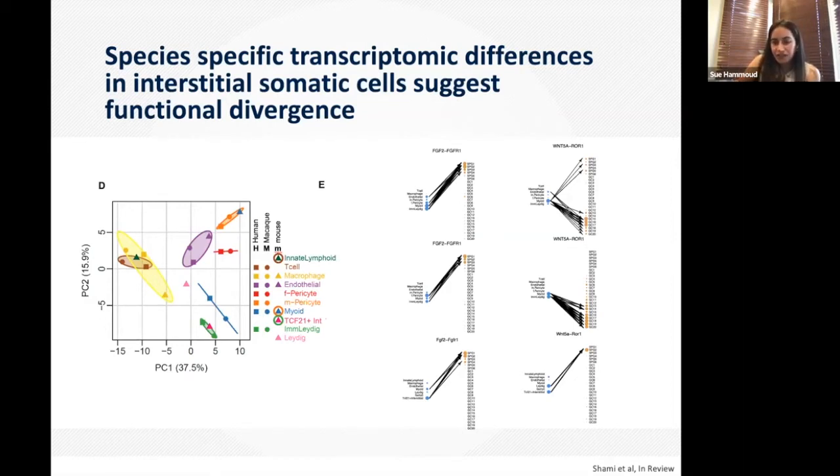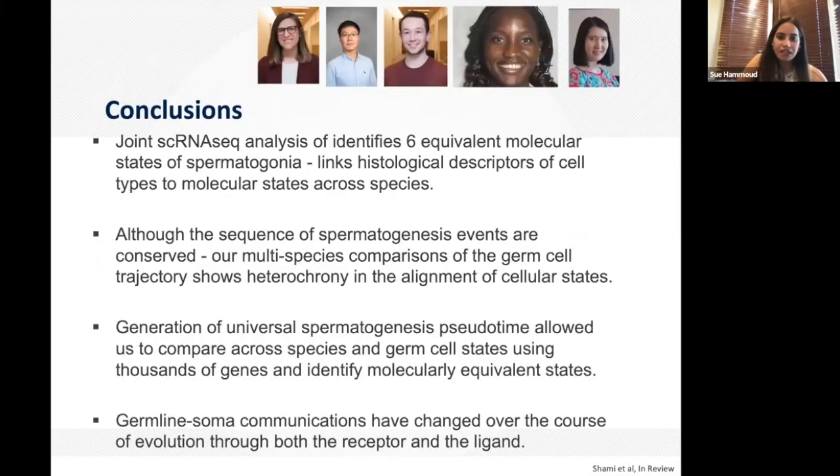So suggesting that there's variation in both the ligand and the receptor expression patterns and dynamics across spermatogenesis across the different species. And just to briefly summarize, we have identified equivalent states in spermatogonia, and we've linked morphologically and histologically equivalent populations and provided a molecular signature. Although the spermatogenesis process is conserved, there's a lot of variation or heterochrony in the process of spermatogenesis, and by creating a universal pseudotime, we could compare across germ cell populations.